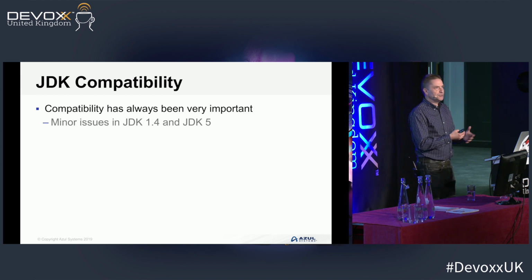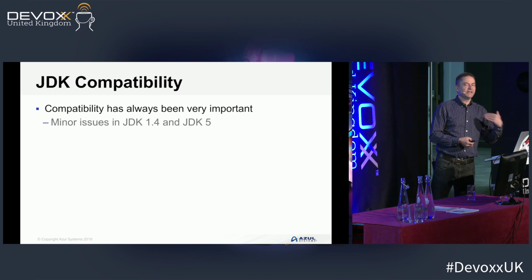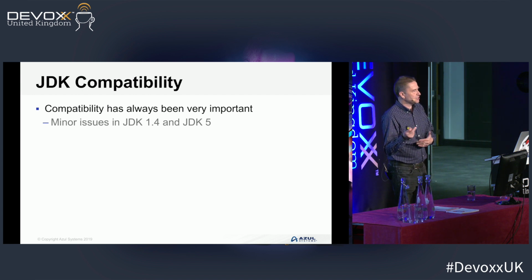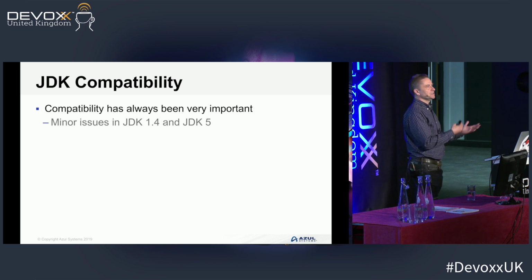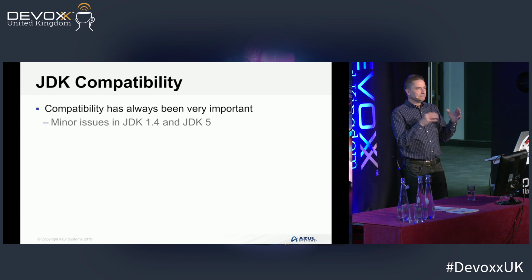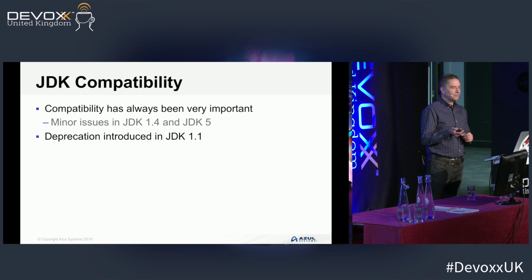There were a couple of things along the way, minor issues in JDK 1.4 and JDK 5, the introduction of some new keywords. So 1.4 introduced assertions, so assert became a reserved word. In JDK 5, we got enumerations, and so enum became a reserved word. But they were fairly simple problems. I mean, global search and replace, fairly easy to get around those things.